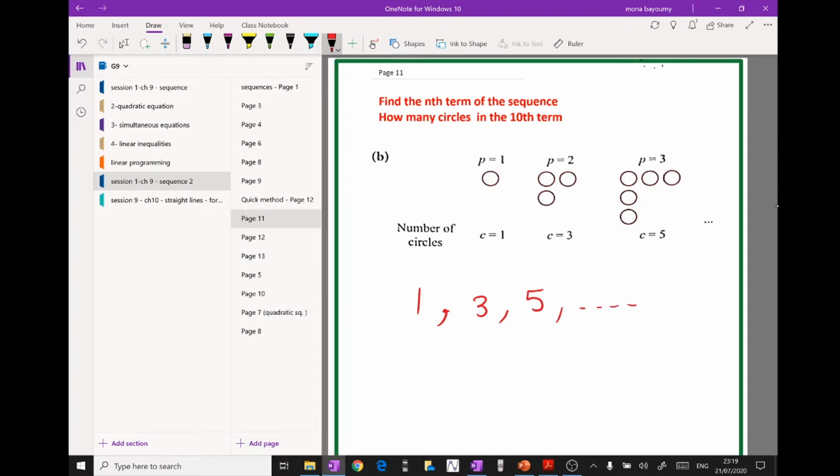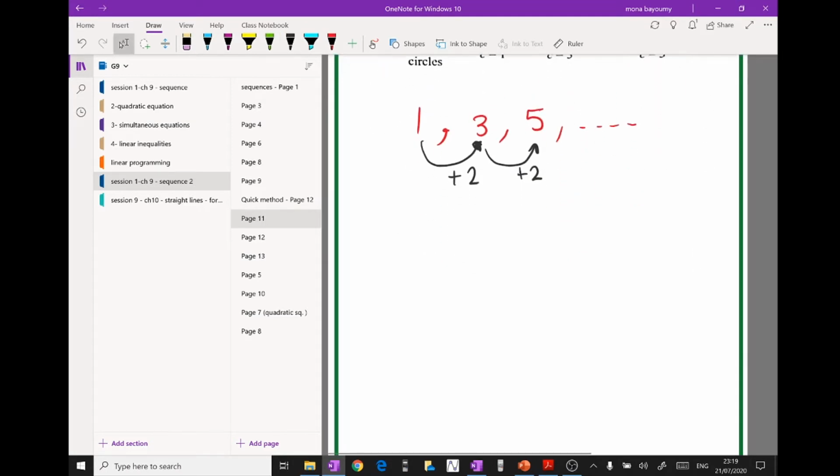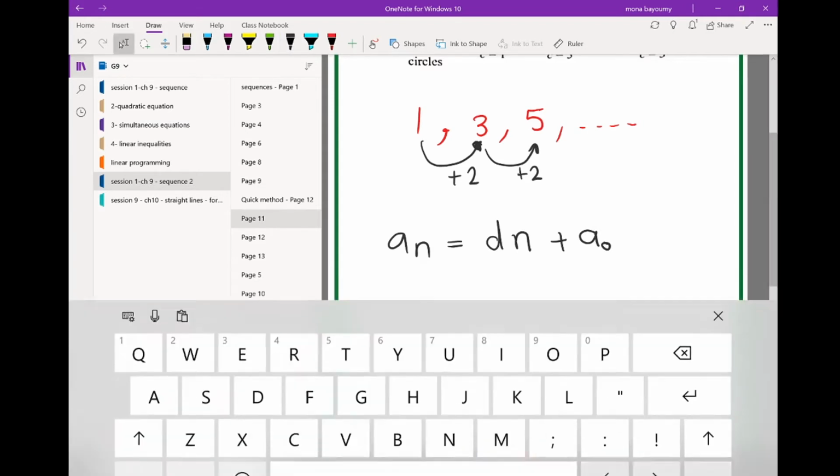First of all, you have to find the common difference. What is the common difference in this case? 1 becomes 3. What is the term to term rule? Our common difference between them is positive 2. Again, positive 2. So how can I find the nth term? By using the quick way: a_n equals the common difference d times n plus a0. Okay, what's d?